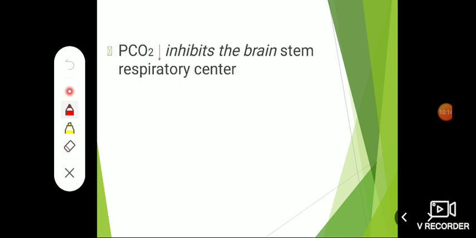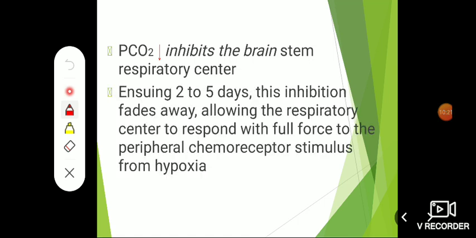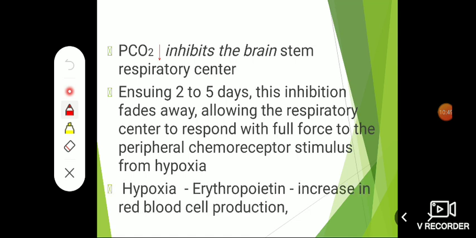But again, this effect goes off within a few days. Decreased CO2 inhibits the brainstem respiratory center, but over the ensuing 2 or 3 days this inhibition fades away, allowing the respiratory center to respond with full force and bringing respiration back to normal. So these are the two effects initially. Initially we have hyperventilation. Because of that, CO2 level reduces, which again inhibits respiration, but in 2-3 days, due to the acclimatization process, respiration comes back to normal. Now the hypoxia itself is a stimulus at the kidney to release erythropoietin.